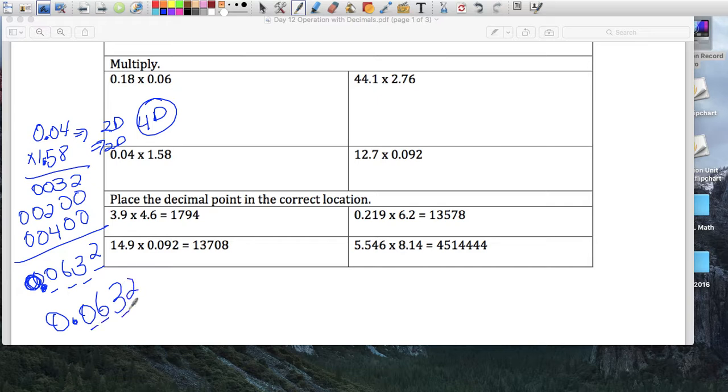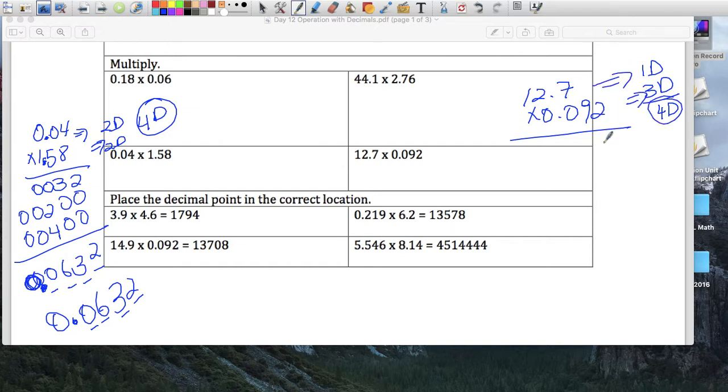0.0632. 1, 2, 3, 4 decimal places. Okay. 12.7 times 0.092. This has 1 decimal place. This has 3 decimal places. So my answer needs to have a total of 4 decimal places.